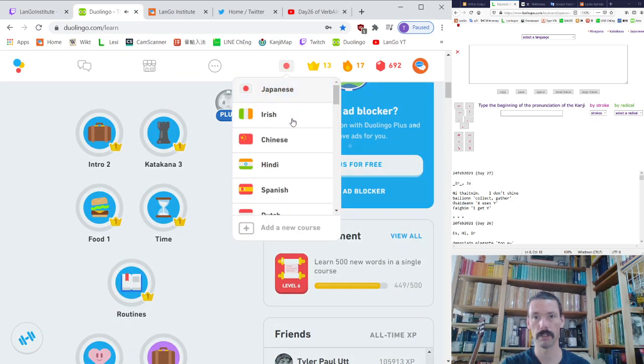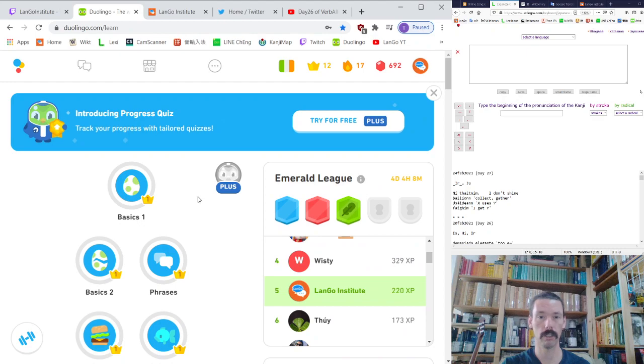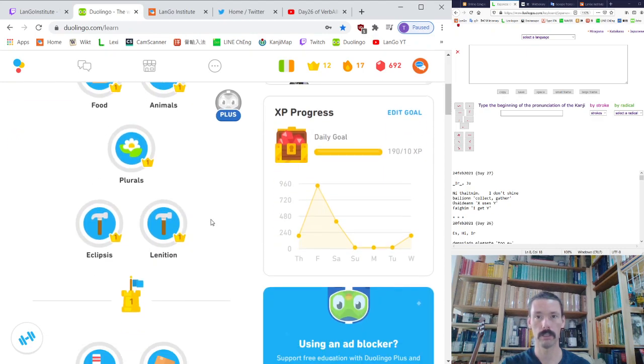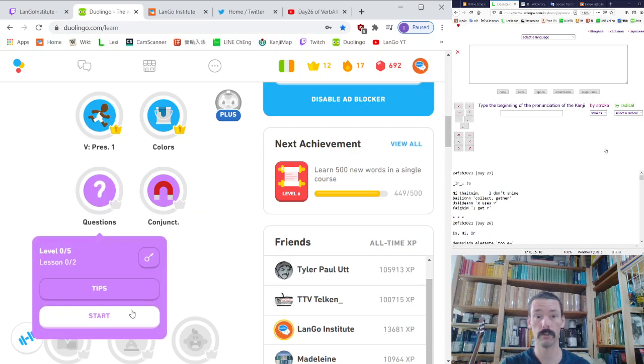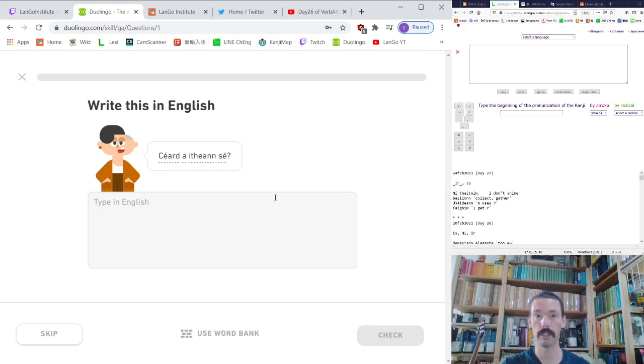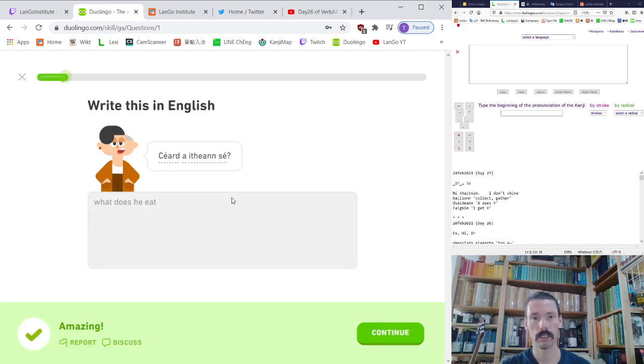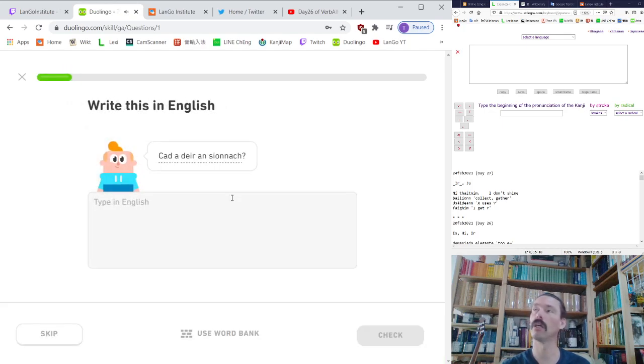I'm going to do some more Irish. Our next unit is questions. Cad a itheann sé? What does he eat? Cad a itheann sé? Cad a deir an sionnach? I've forgotten this verb. I didn't hold on to it. Say. Yeah, like dikere, but only X says Y, basically. And sionnach is the fox. What does the fox say?